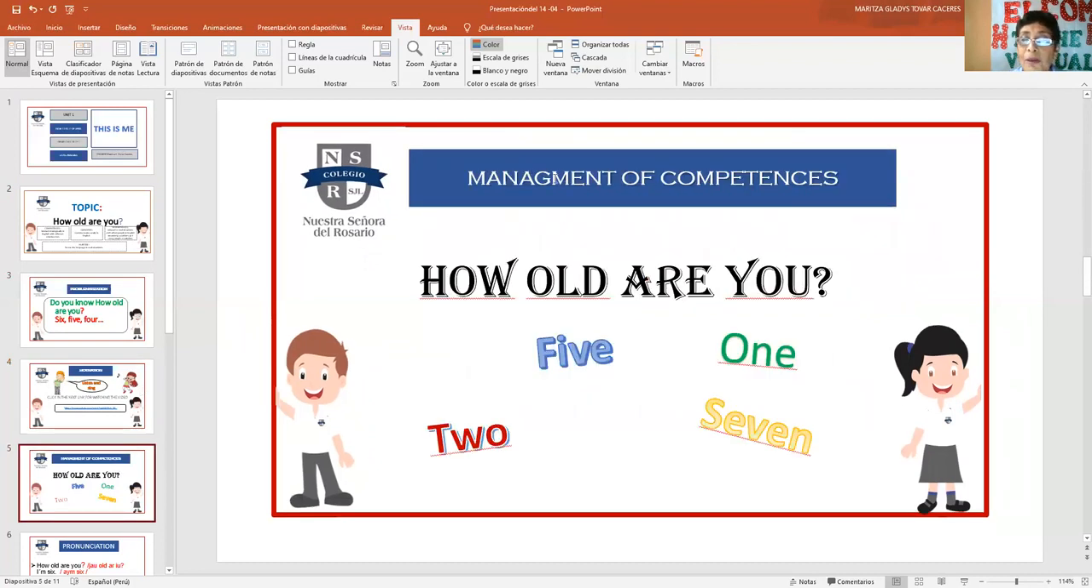Next one, we have management of competence. In this part of the slides, we are talking about the real topic. The topic says, how old are you? And we have several options: 5, 1, 2, and 7.